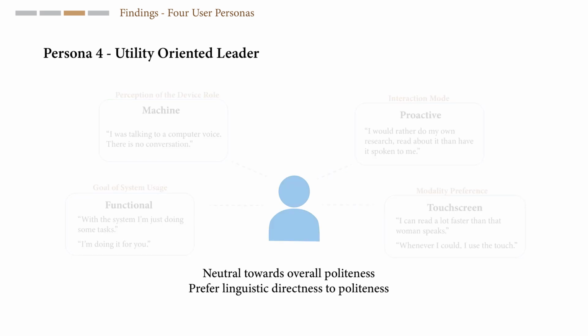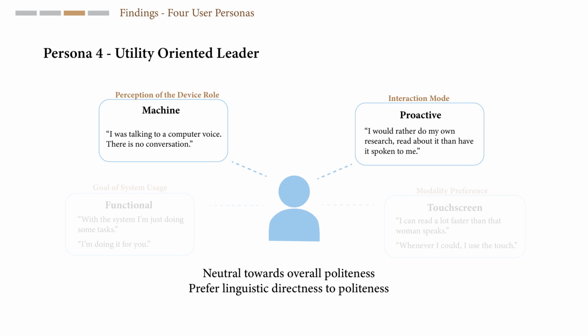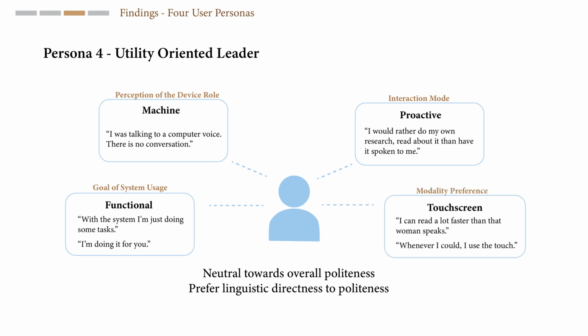The fourth persona, utility-oriented leader. They have a neutral view towards the overall polite system and prefer linguistic directness to politeness. They describe the system as a machine and prefer to interact with the system proactively rather than being guided by it. They have functional goal of using the system, mostly related to tasks or the study requirements. And they prefer to use touchscreen over voice interfaces, saying that they use touchscreen whenever they can.